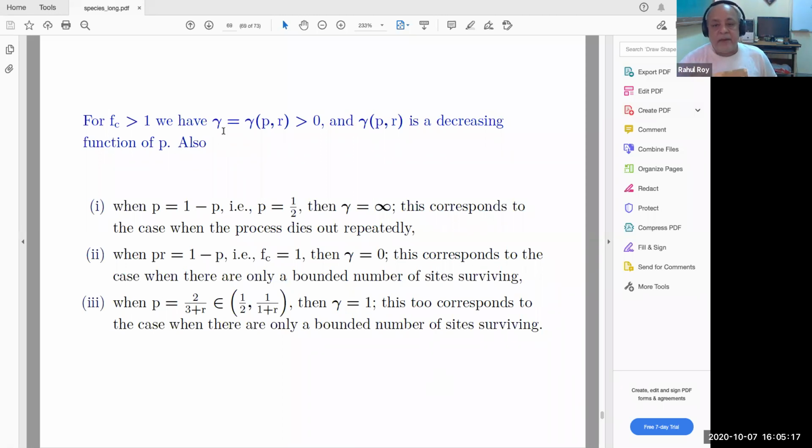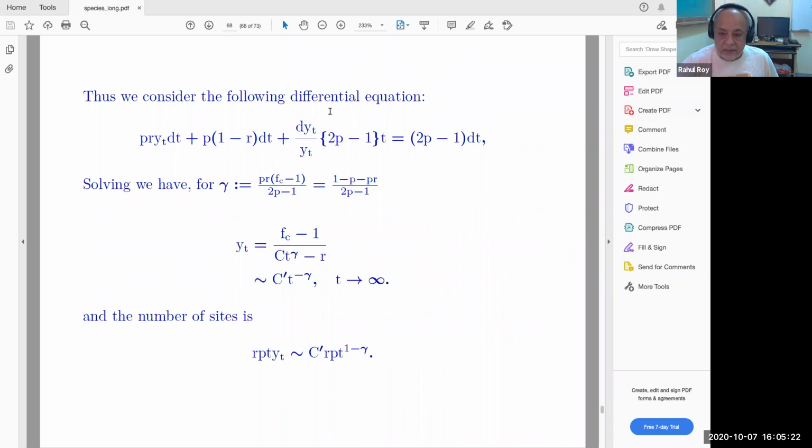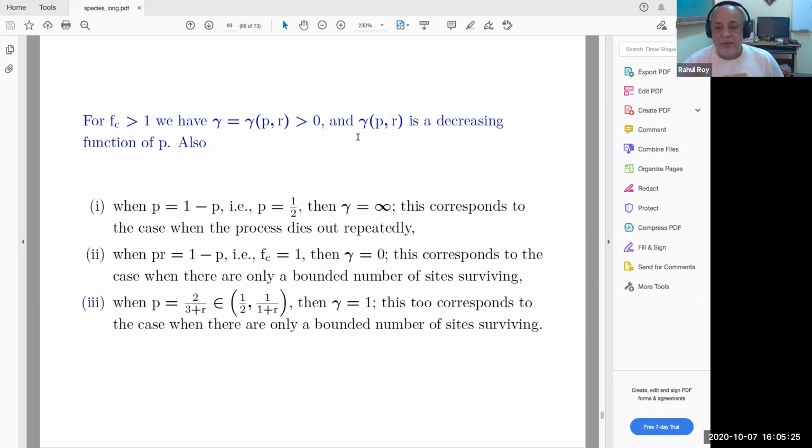So for FC bigger than 1, we also have this gamma, which was defined here, is bigger than 0, and gamma of P is a decreasing function of P. So we have some cases here. I'll just show you. When P equals 1 minus P, then when P equals half, then gamma equals infinity. And this corresponds to the case when the process dies out repeatedly. When PR equals 1 minus P, in other words, FC equals 1, then gamma equals 0. This corresponds to the case when there are only a bounded number of sites which are surviving.